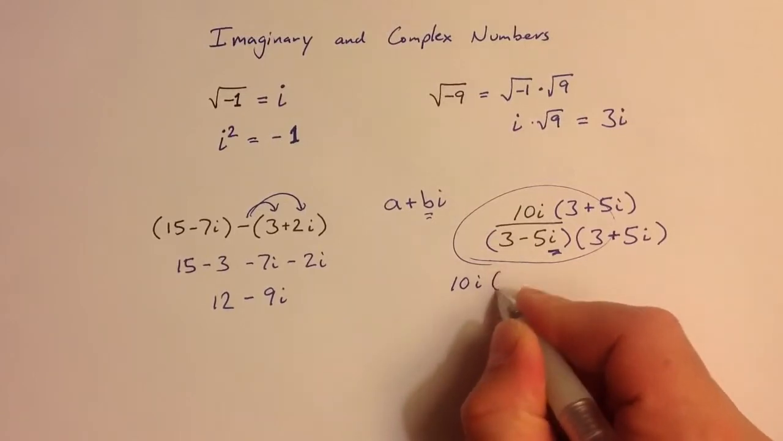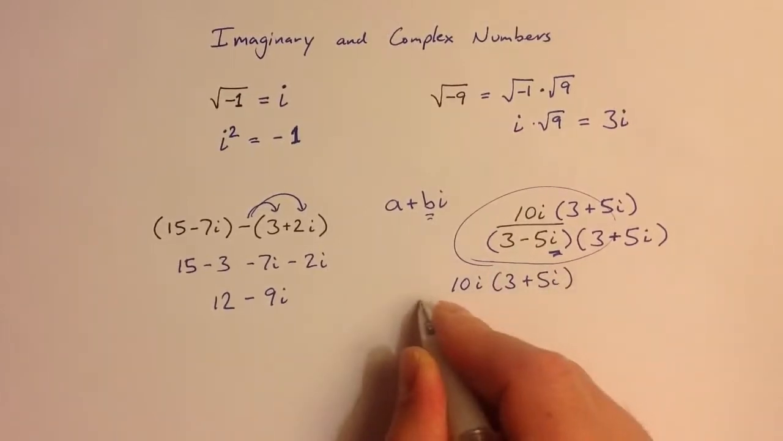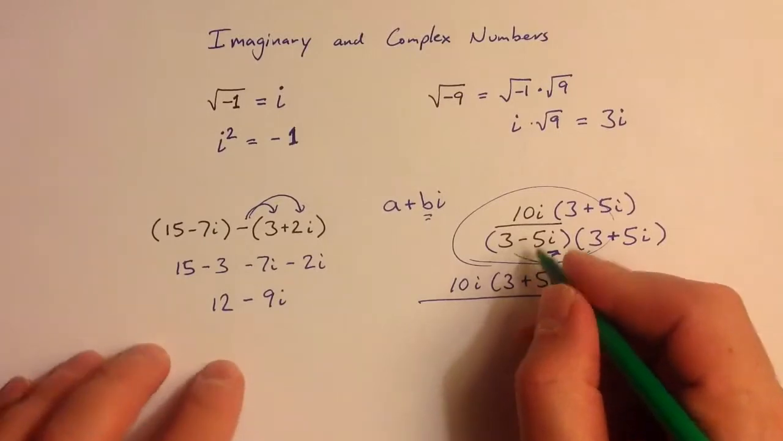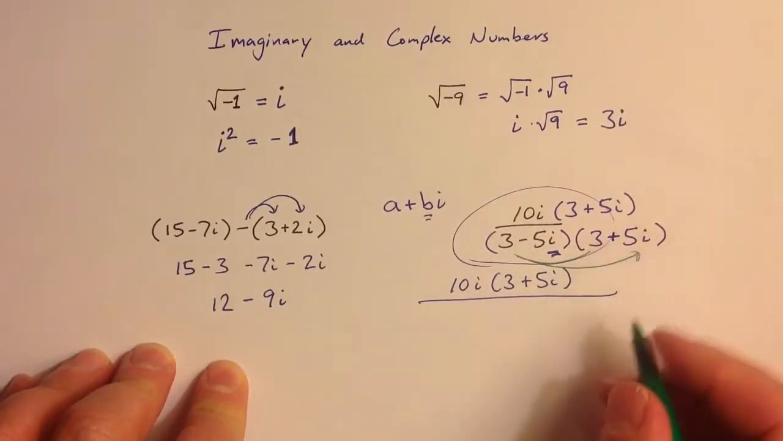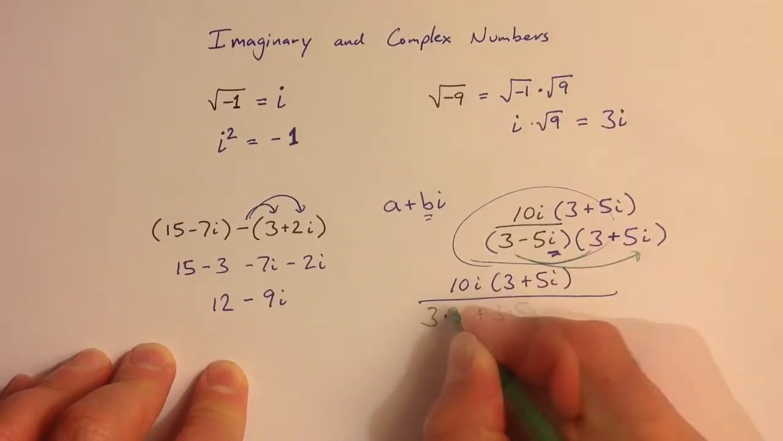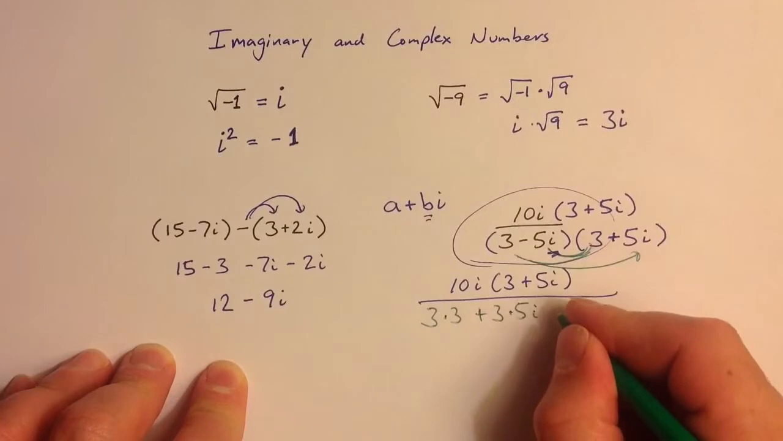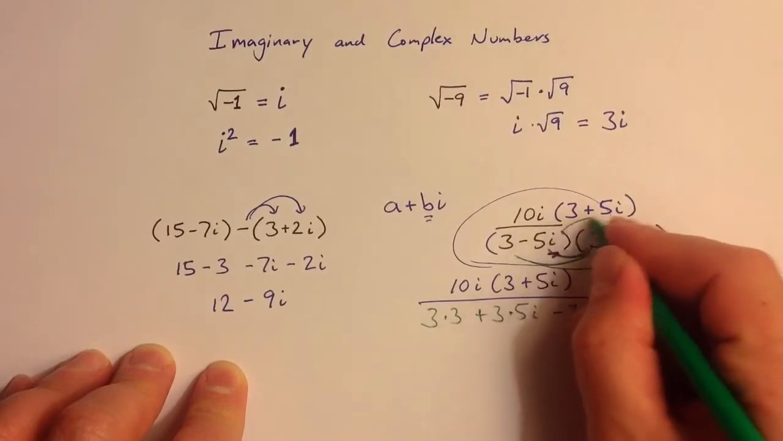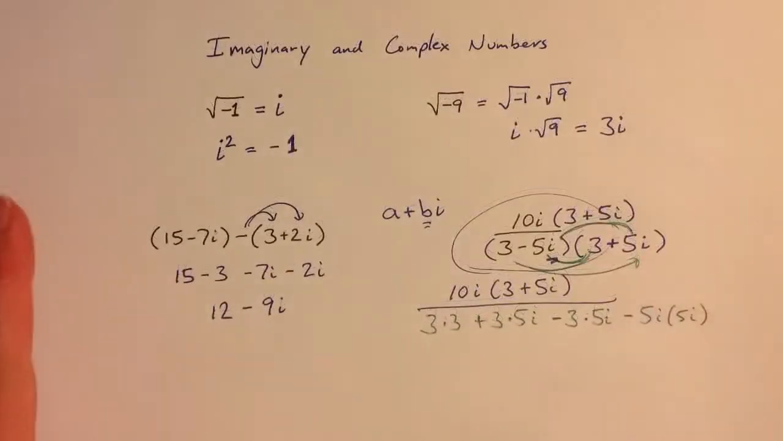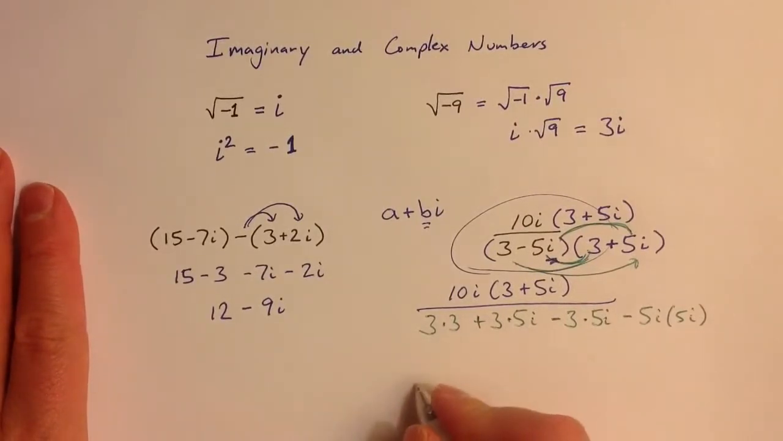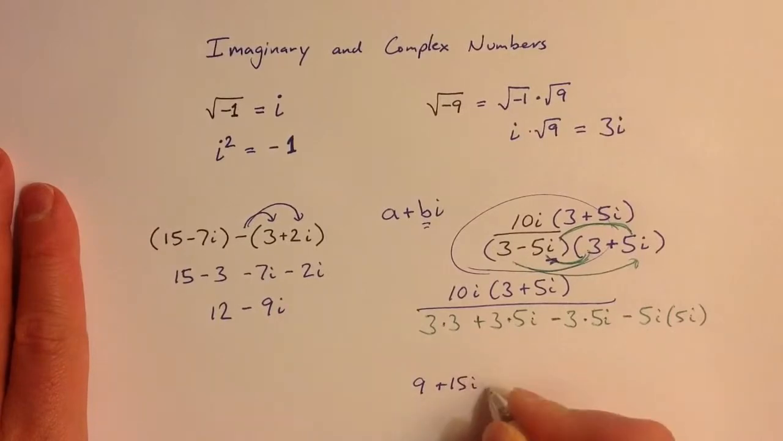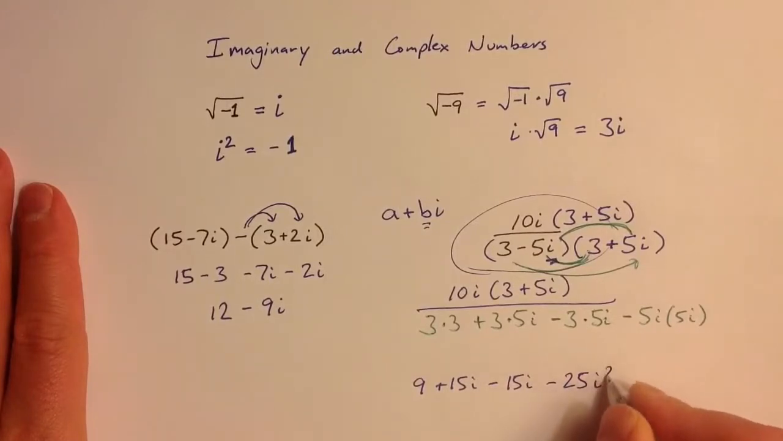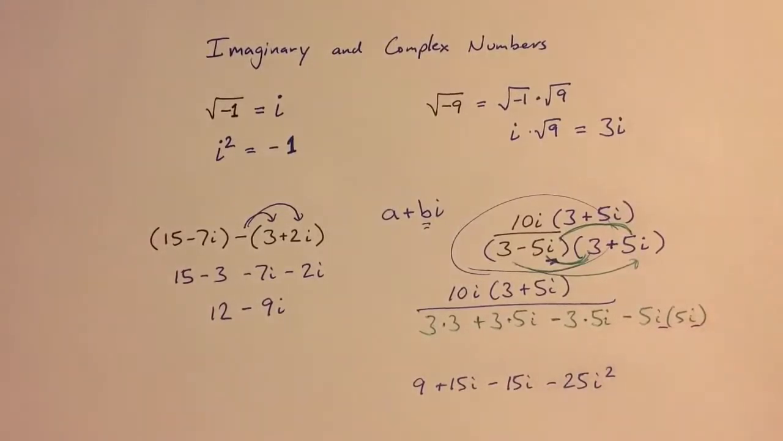I get 10i times 3 plus 5i. In the denominator, if I multiply this out, we need to FOIL the denominator. 3 times 3. 3 times 5i, positive 5i. Negative 5i times 3. So that becomes negative 3 times positive 5i. And negative 5i times positive 5i. So completing the multiplication there, we end up with 9 plus 15i minus 15i and minus 25 i squared, 5 times 5i squared, because I need to multiply these two i's together.